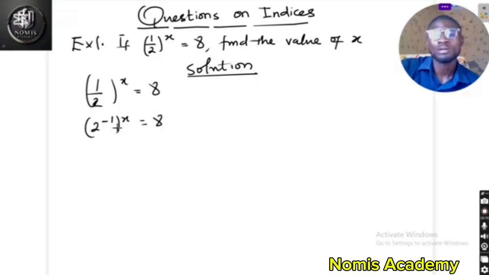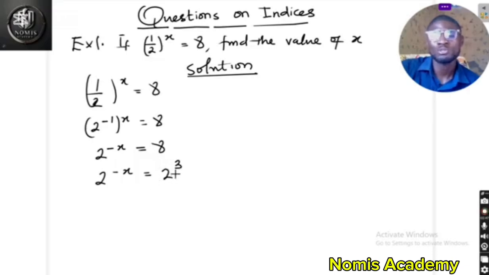Now remember from the law that says that we can multiply both powers together. So we have a power inside the bracket and another power outside the bracket, so we can multiply them together. So this becomes 2 to the power of minus 1 multiplied by x, that is minus x, of course, equal to 8. Now how do I make the left hand side look like the right hand side? Do I have the power of 2 to give me 8? That's correct. So this becomes 2 to the power of minus x equals 2 raised to the power of 3.